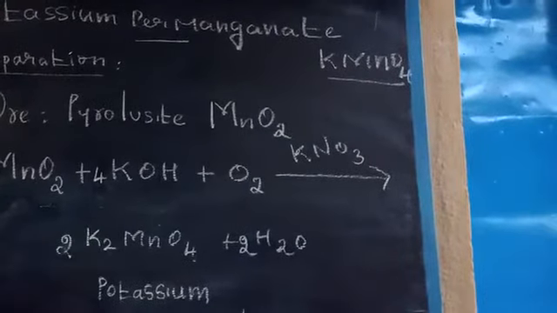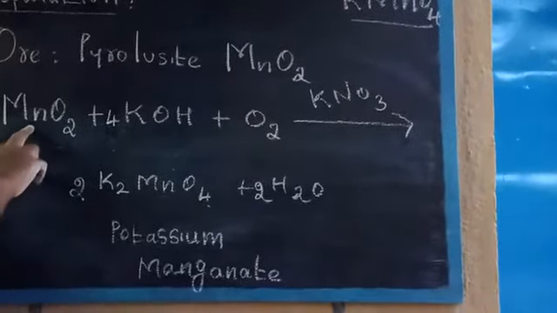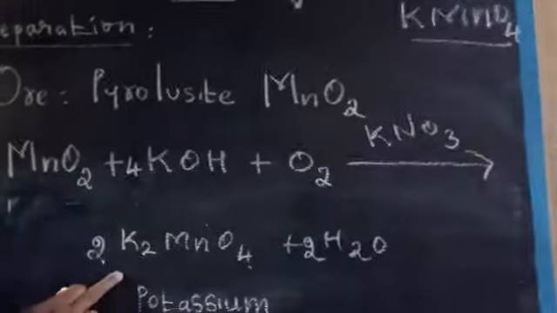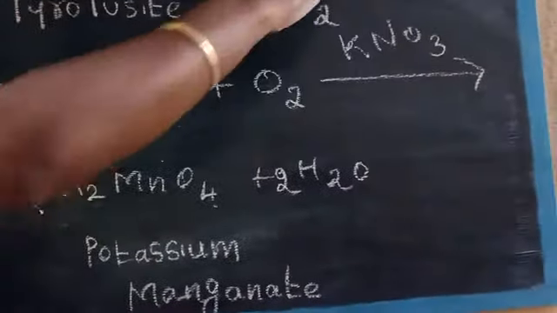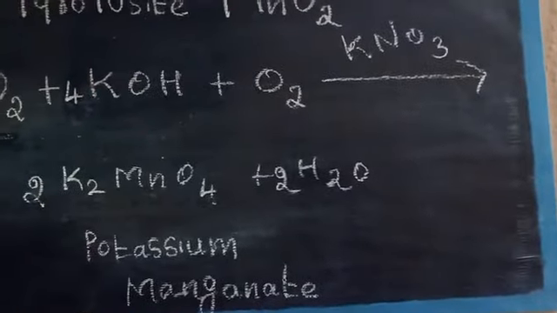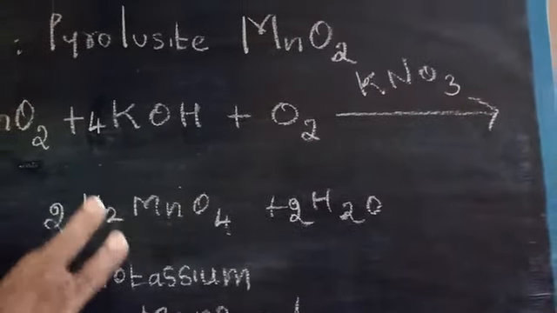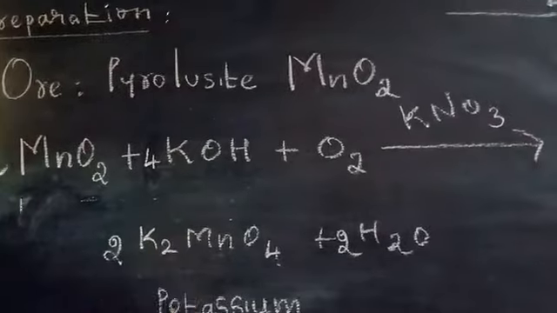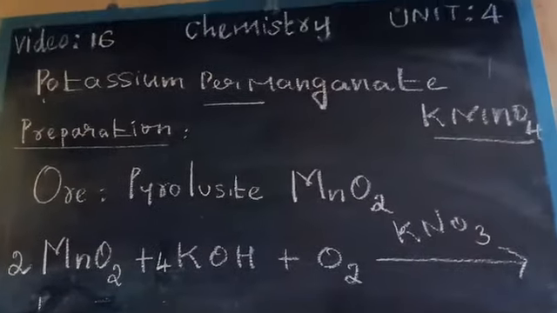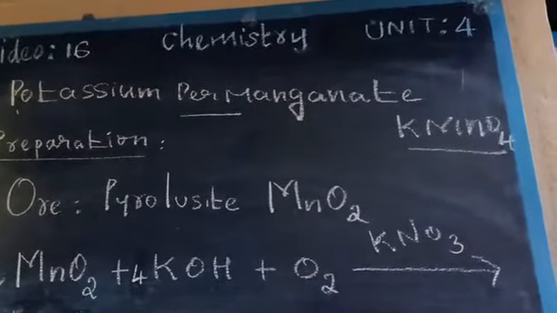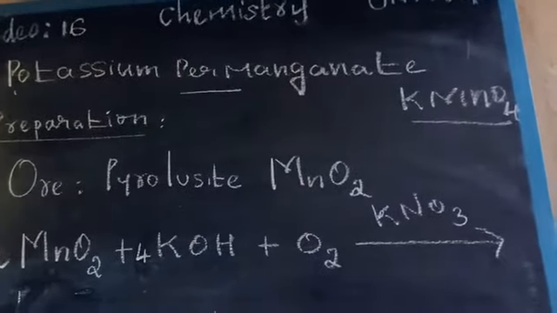Okay, so this is the first step, children. So now MnO2 is converted into K2MnO4. So next step, K2MnO4 is converted into KMnO4. Okay, here it involves two steps. Step number 1, chemical oxidation. Step number 2, electrolytic oxidation. Okay, so it involves the two steps.